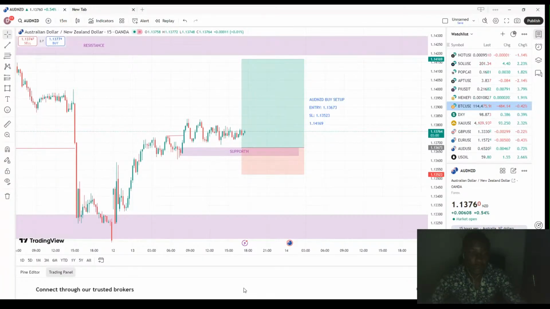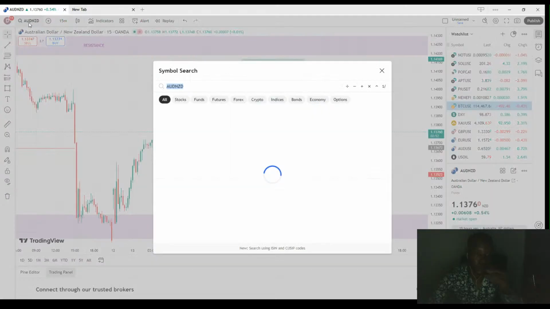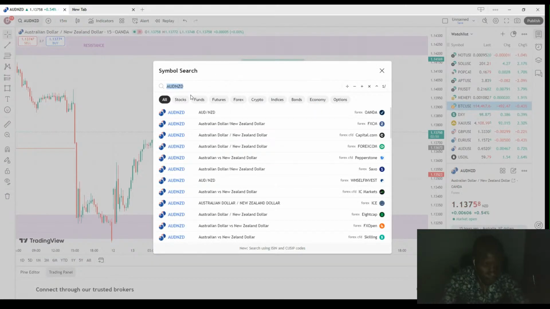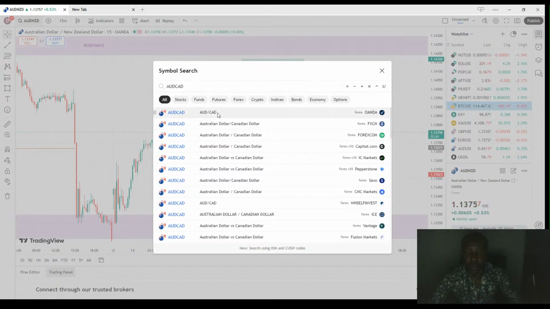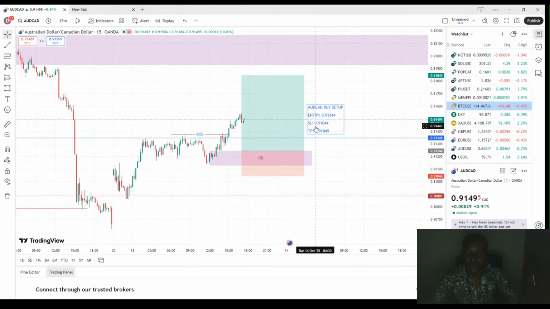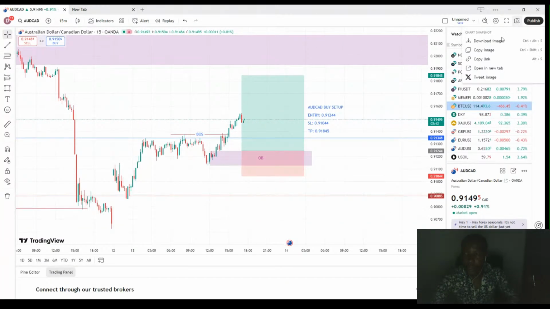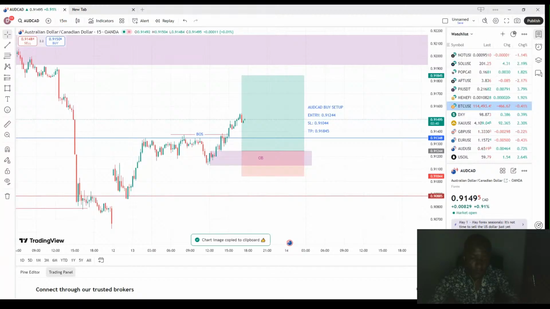Then let me still share that AUD CAD setup. Yeah, let me still share it. AUD CAD setup.